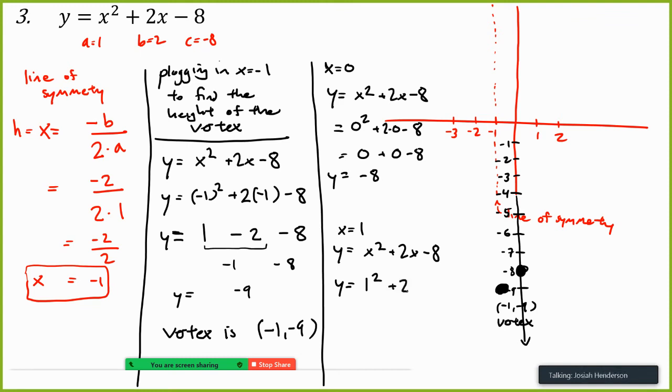1 squared plus 2 times 1 minus 8. 1 plus 2 minus 8. 1 plus 2 is 3. 3 minus 8 is negative 5. So we plugged in a 1, so that's over 1 and then down 5 right here. Good. And now we can connect those.